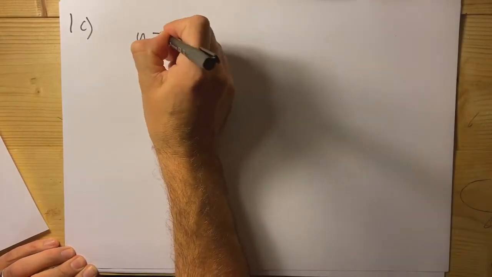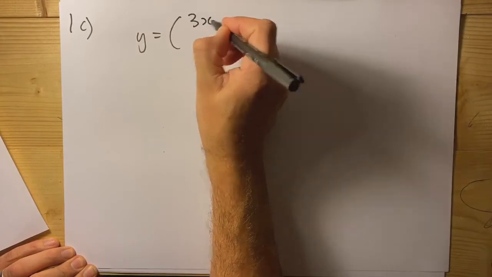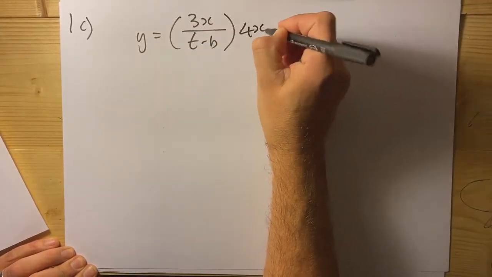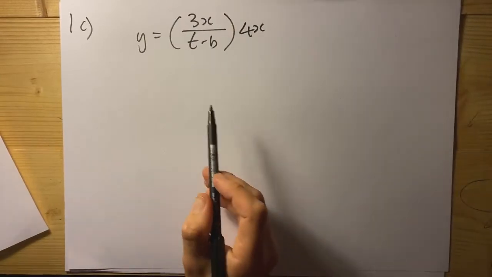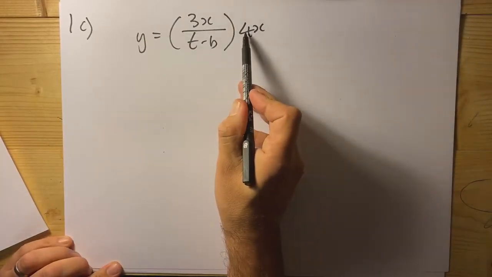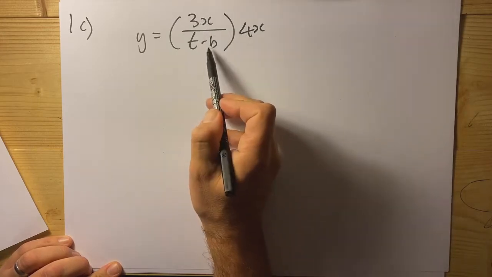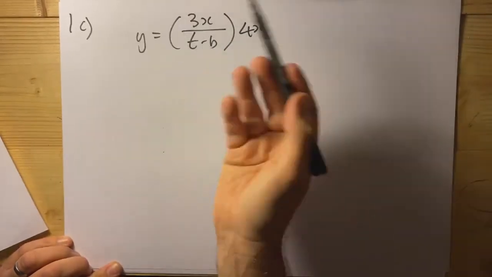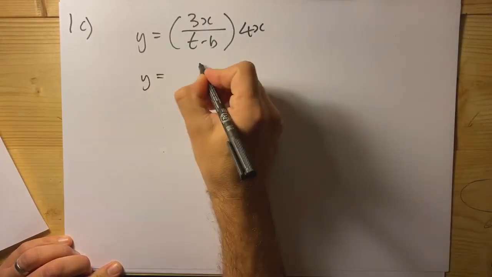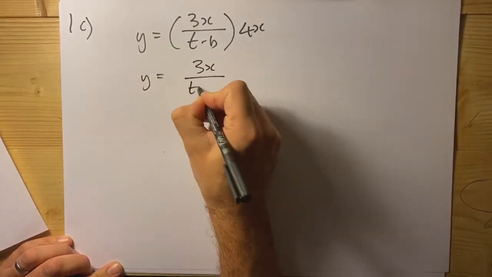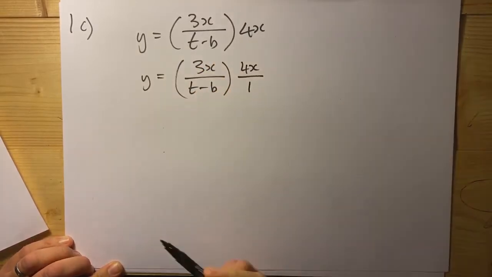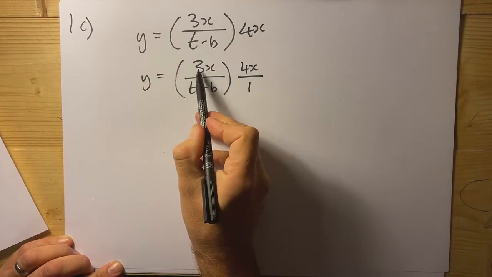So we have here y equals 3x over t minus b times 4x. Now I think the confusion here is, oh, hang on, we're timesing it by 4x. Do we multiply the top and the bottom by 4x? This is again one of those red herrings. It's really 3x over t minus b times 4x over 1. So we're only ever multiplying the top.